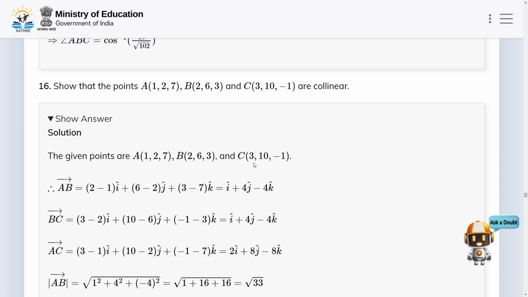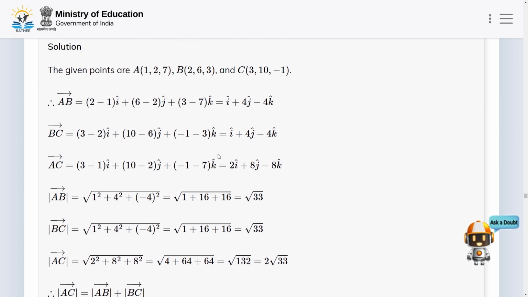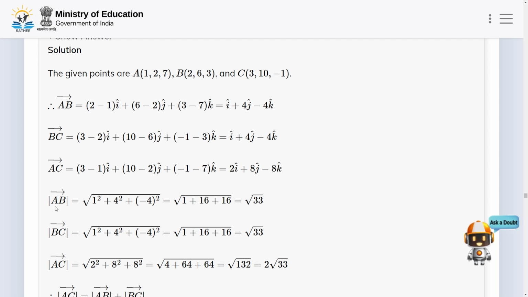Whenever you have collinear vectors, this means you can write them as a vector equals scalar times another vector. Okay, if you are successful in making that form, this gives you the collinearity. Clear? Now, as you can see, the magnitude of AB will be √33, BC will be √33, AC will be 2√33.